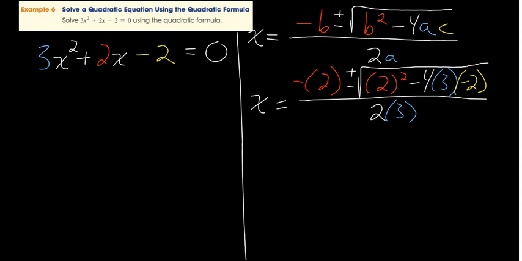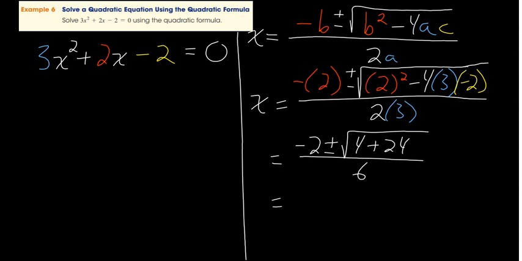So let's do the arithmetic here now. I've got the -2 plus or minus. I've got 2 squared, which is 4. And then I've got a -4 times a 3 times a -2. Well, -4 times a +3 is a -12. -12 times a -2 is a +24, so it's going to be plus 24, all over 2 times 3, which is 6. So I've got -2 plus or minus the square root of 28 all over 6.